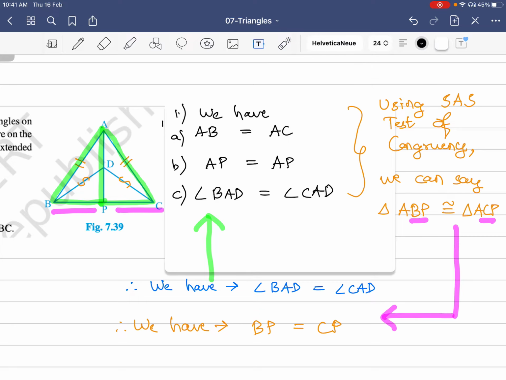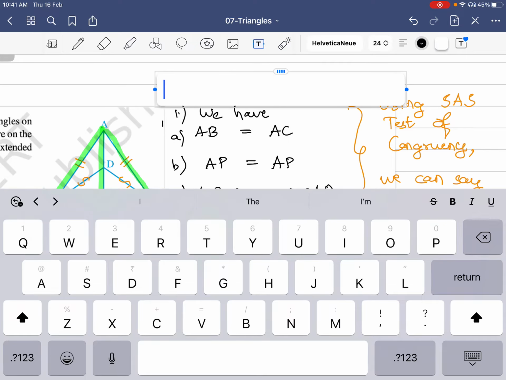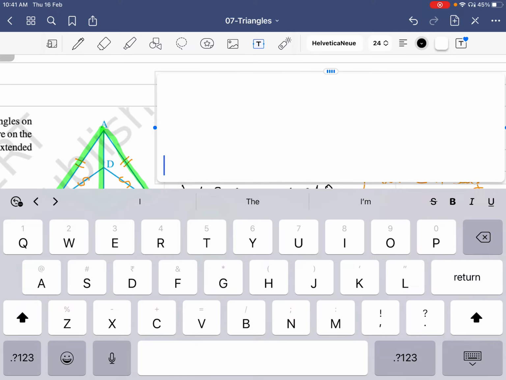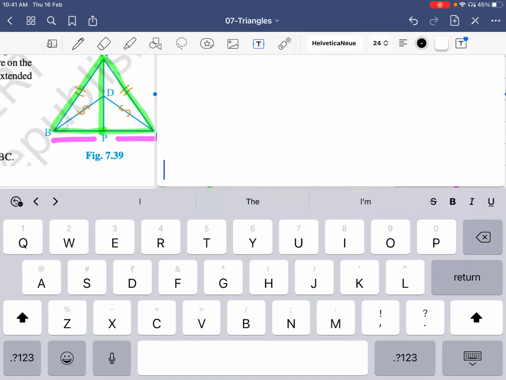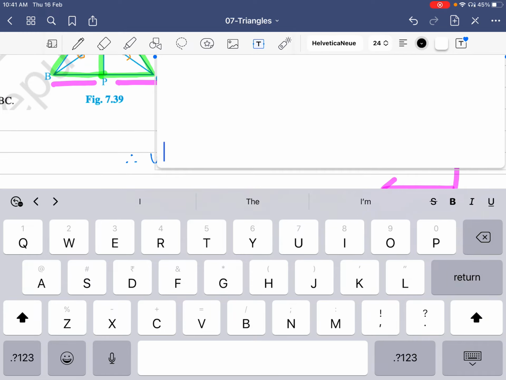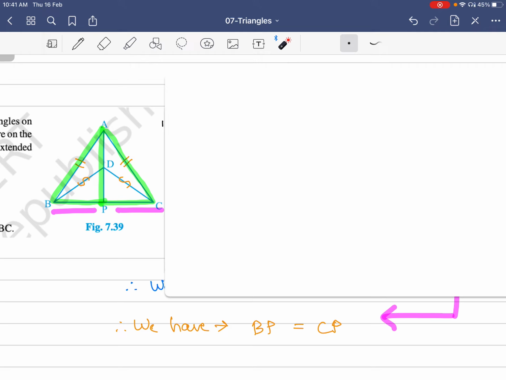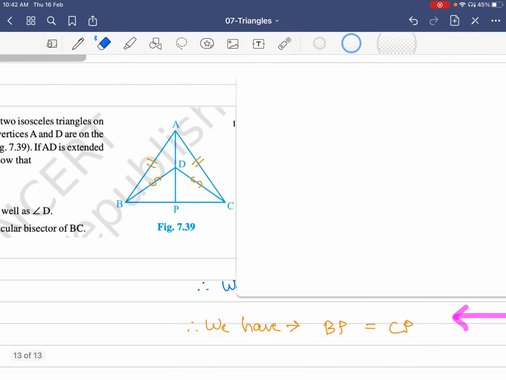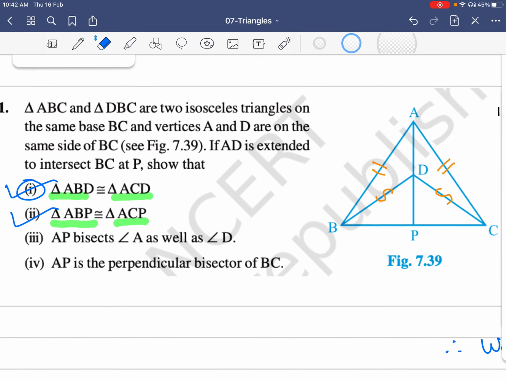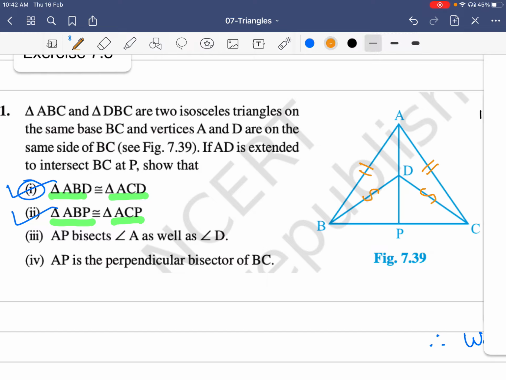So once again, I'm just going to cover these things and make space for the next. Let's move it a bit, and erase this highlighter thing. And now let's come to the third point that we want to prove. So this is our focus, third point. The third thing we have to show is AP bisects angle A. So this line AP bisects angle A.